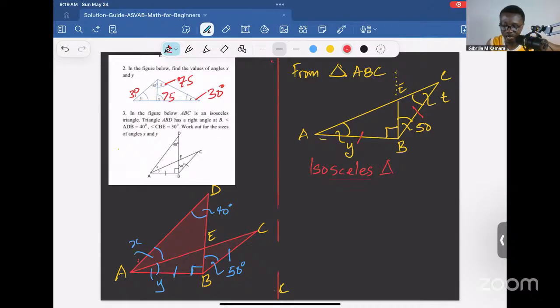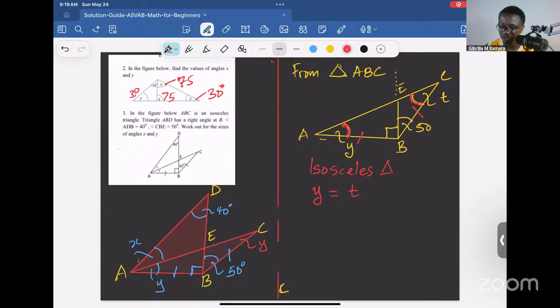Because we know it's an isosceles triangle, the base angles, this one and this, are equal. The base angles of an isosceles triangle are equal. Or congruent. So that means your y is equal to t. Or you can say t is equal to y. But because we are looking for y, let's just say y. So it means that this other side is also y.